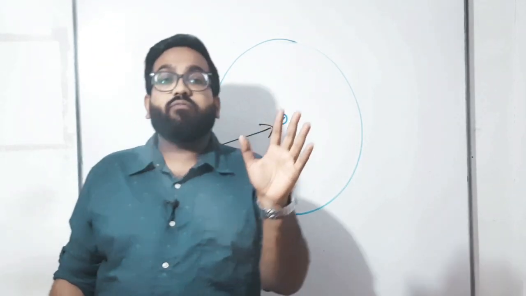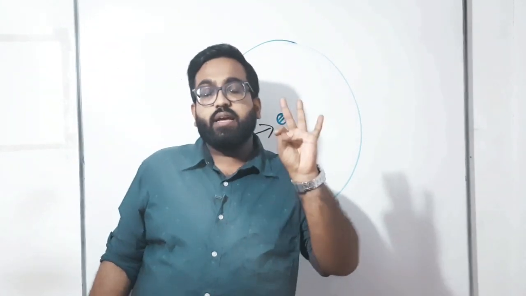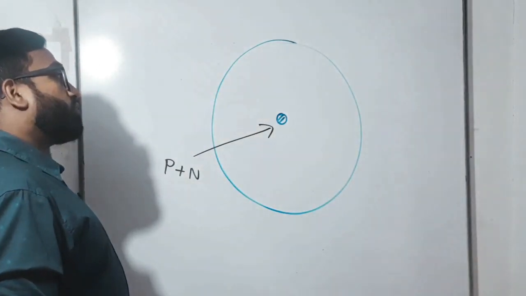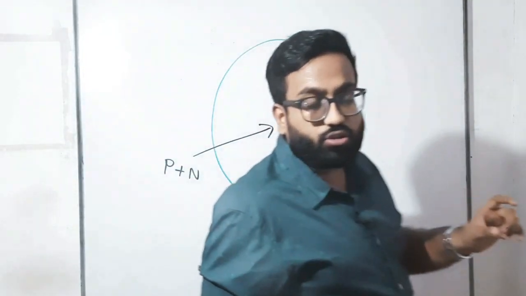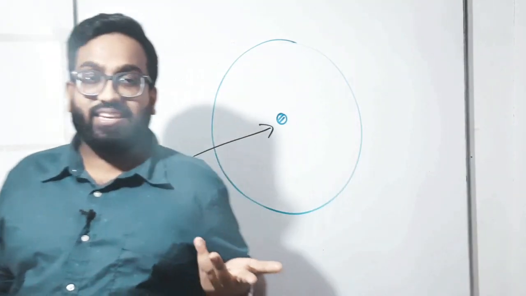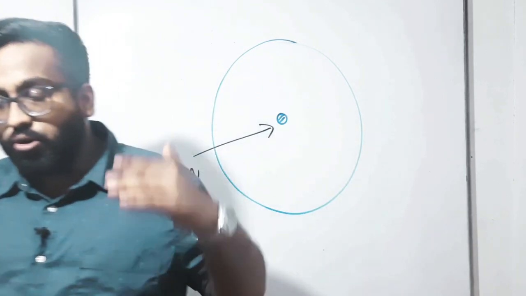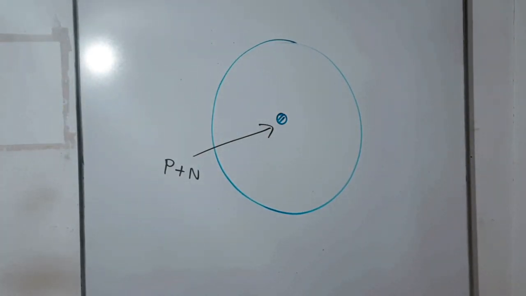So we have studied there are 3 subatomic particles. What are they? Electrons, protons and neutrons. Can you please tell what the charges of each particle are? Electrons, negatively charged. Protons, positively charged. Neutrons, is there any charge? No. It's neutral. No positive charge or negative charge is there. We call it neutral. That means there is no charge.